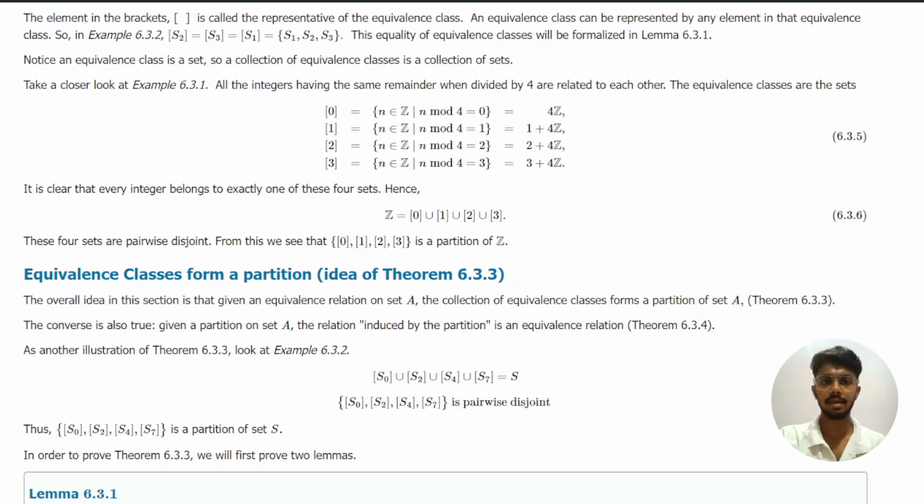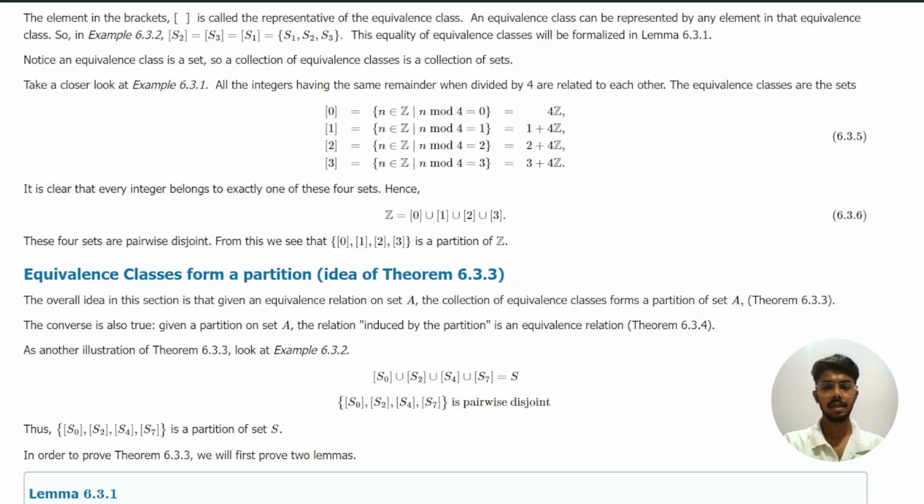Take a closer look at example 6.3.1. All the integers having the same remainder when divided by 4 are related to each other. The equivalence classes are the same. It is clear that every integer belongs to exactly one of these four sets. Hence, Z is equal to [0] union [1] union [2] union [3]. These four sets are pairwise disjoint. From this, we see that {[0], [1], [2], [3]} is a partition of Z.